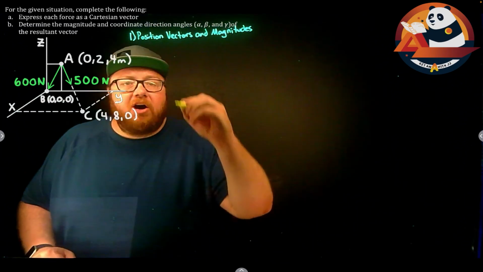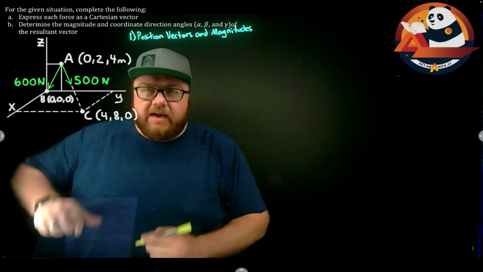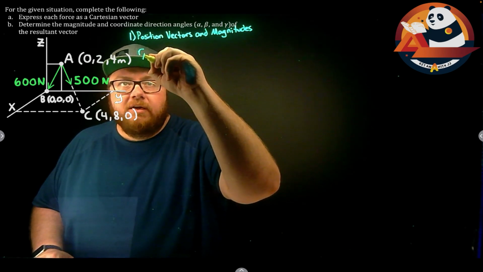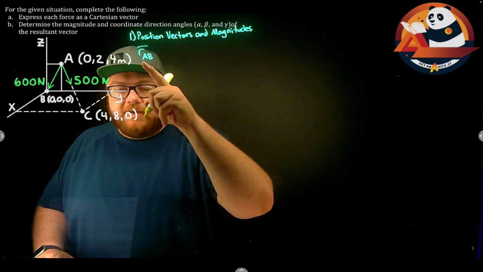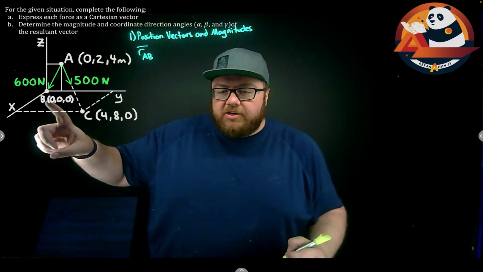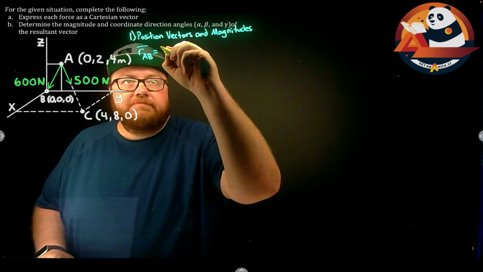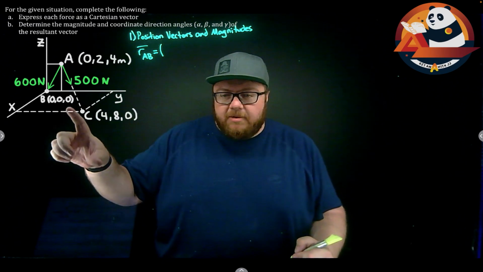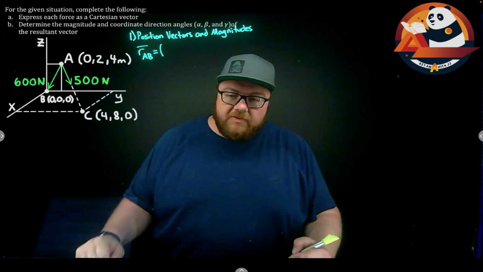So I need an RAB going from A to B. B is the tip, A is the tail. So a position vector R that goes from A to B. We want to do tip minus tail. This is distance. We are in, it doesn't say it, oh it does, meters. In one of our points it says it. We're in meters for everything.